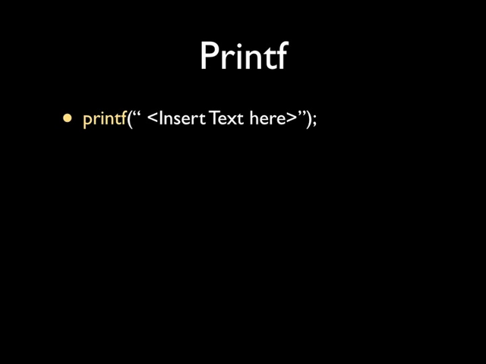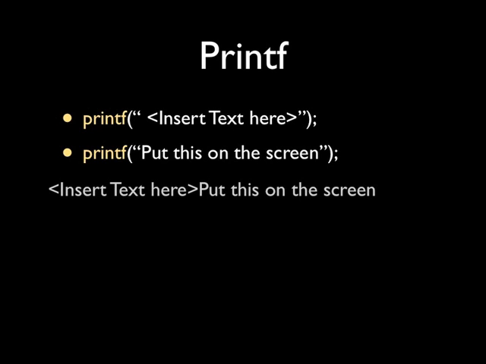Basically, you go printf, open bracket, quotes, and insert whatever text you want in there, end the quotes, close the bracket, put a semicolon on the end. So printf, insert text here, and printf, put this on the screen. Now, if we were to execute both these statements in order, we'd end up with an output on the terminal that looked like this: insert text here and put this on the screen. They're both on the same line directly after each other, no spacing in between.